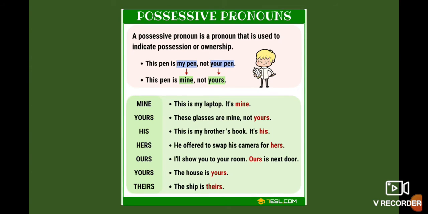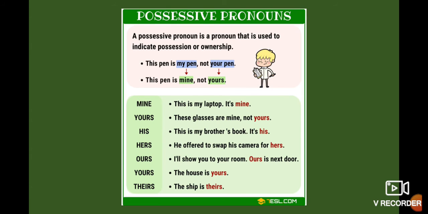A possessive pronoun is a pronoun that is used to indicate possession or ownership. For example, this pen is my pen, not your pen. And you can say, this pen is mine. Este lapicero es mío, not yours, not tuyo. So we say this one in Spanish. This is my laptop, it's mine. Es mío. These glasses are mine, not yours.